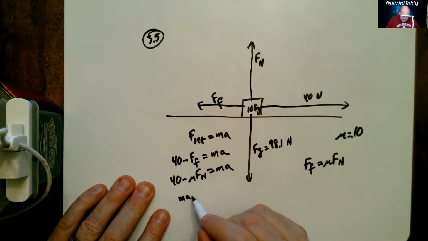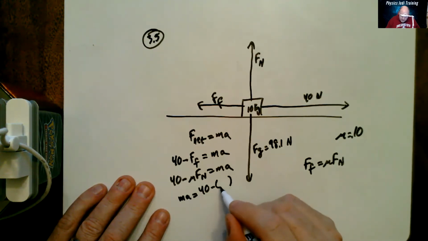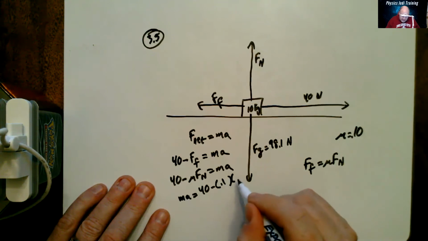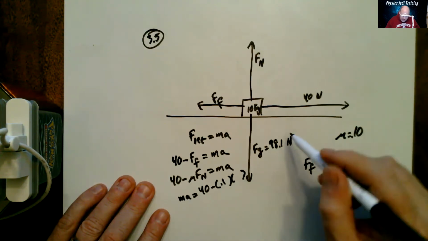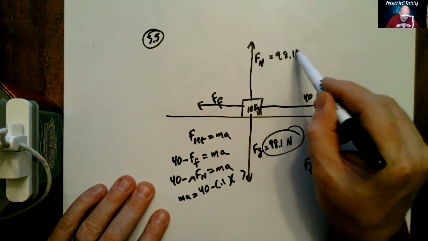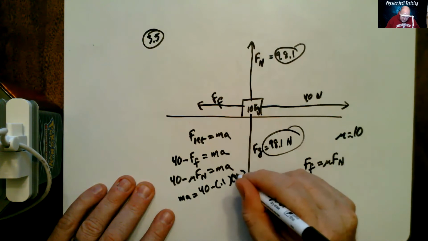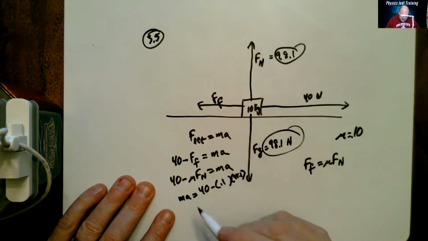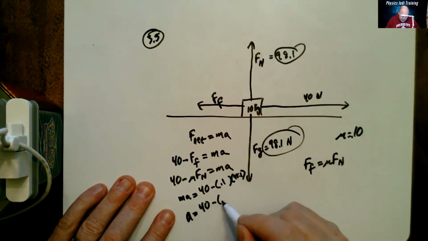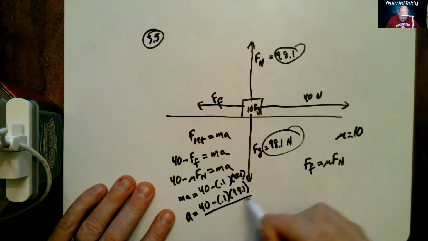So ma equals 40 minus mu, and mu is 0.1 times the normal force. And we actually know that the normal force is equal to this. This should also be 98.1 because it's not accelerating up in this direction. So I'd put a 98.1 in there. And then acceleration will equal 40 minus 0.1 times 98.1 all over the mass, which was 10.